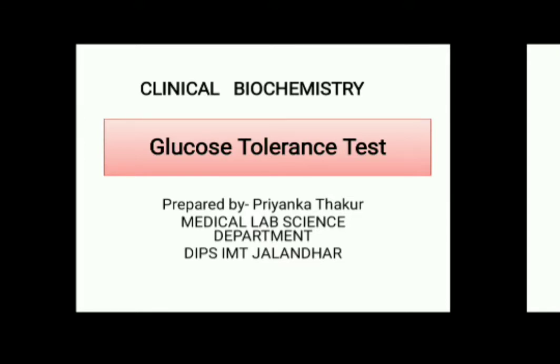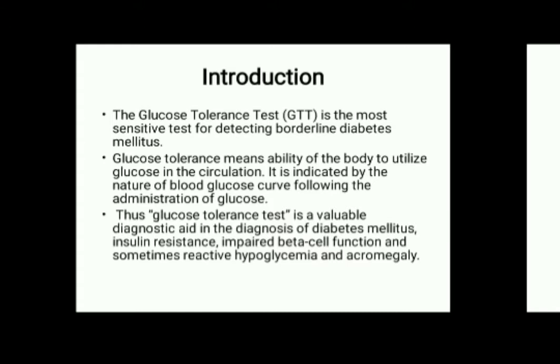That is glucose tolerance test. In our previous semester we studied the estimation test for glucose. Here we are studying the glucose tolerance test. Glucose tolerance means the ability of the body to utilize the glucose in the circulation. It is indicated by the nature of the blood glucose curve following the administration of glucose. That means some dose is given to the patient and how the body responds to that will indicate the tolerance.